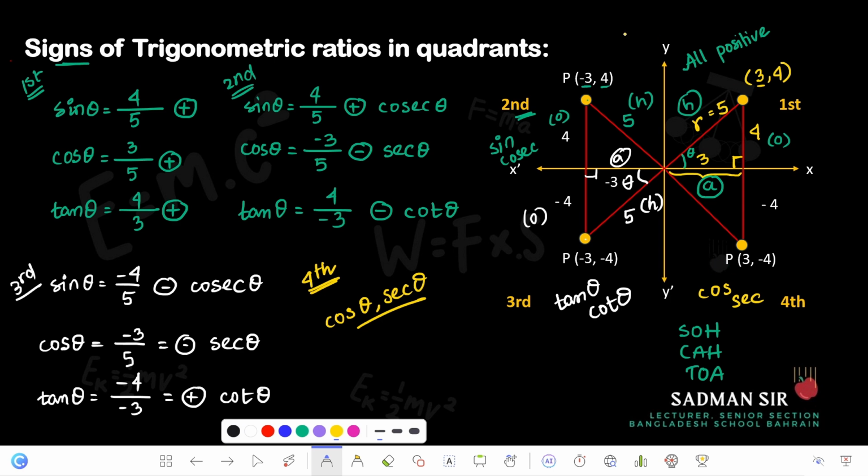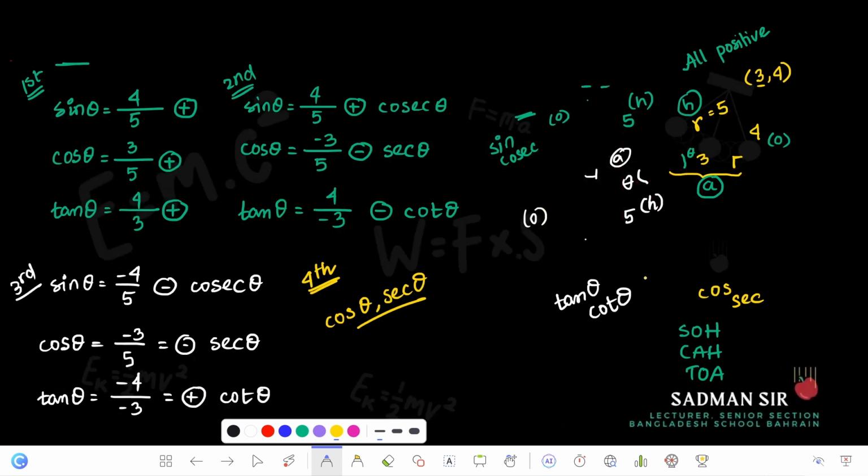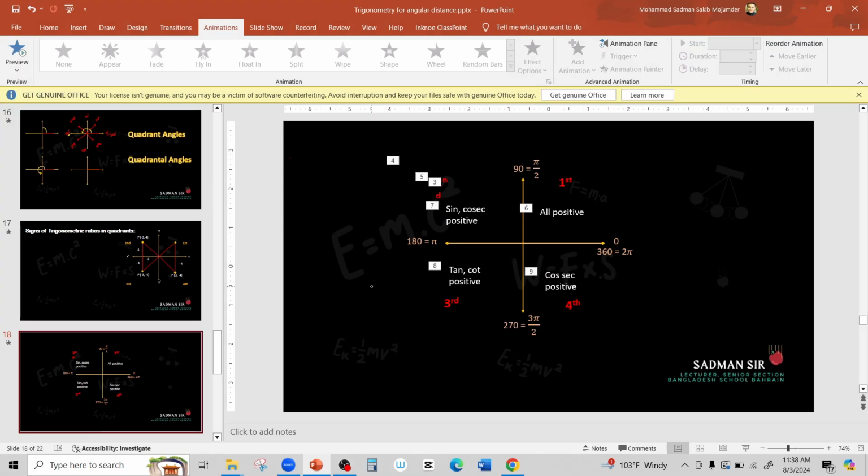So if I summarize all the information that we have learned so far, yes, so like we can see in this picture that in the first quadrant all are positive, and in the second quadrant only sine and cosec are positive. Third quadrant tan and cot are positive, and in the fourth quadrant cos and sec are positive. So you must keep all of this information in your mind because we are going to use it while solving the future problems. Okay, so I hope this is clear.